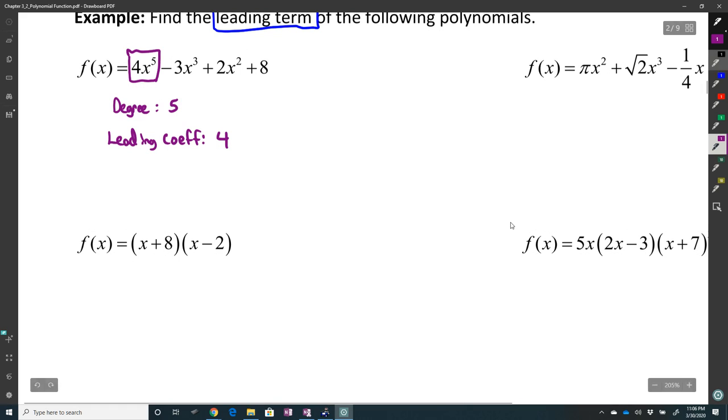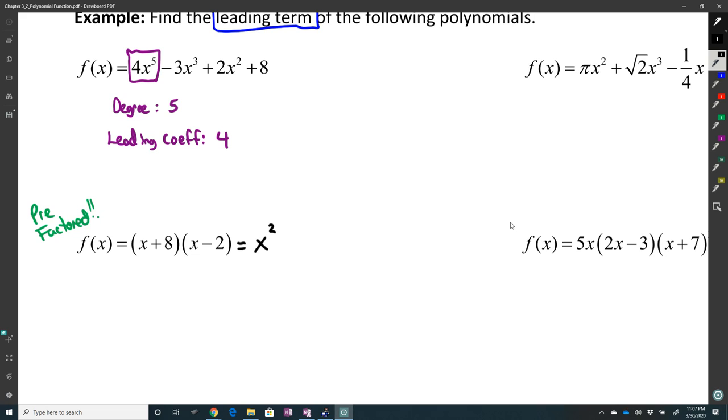All right. So this next one's pretty happy. It's x plus 8 times x minus 2. So they want to find the leading term, but notice that this is pre-factored. Well, luckily we can FOIL it out. It's not too bad. First times first is x squared. Minus 2x plus 8x is plus 6x. And then minus 16. And so my leading term is going to be this guy.